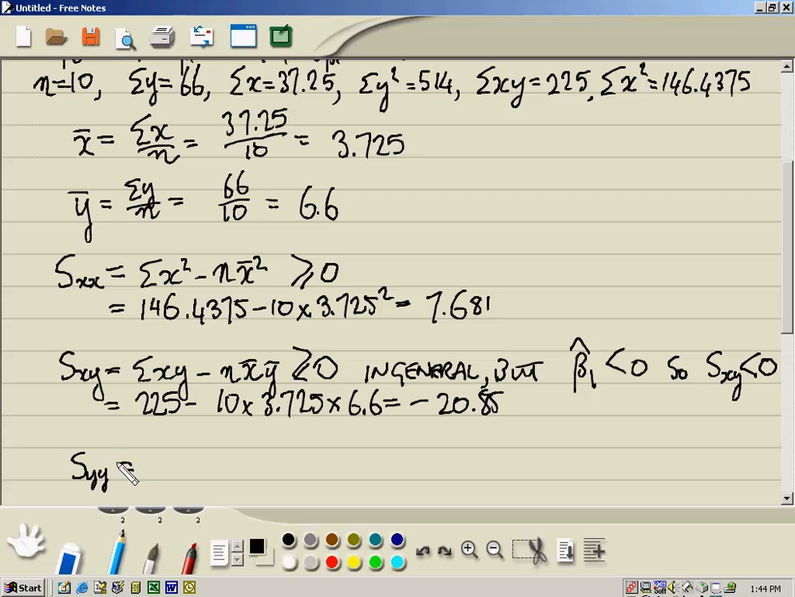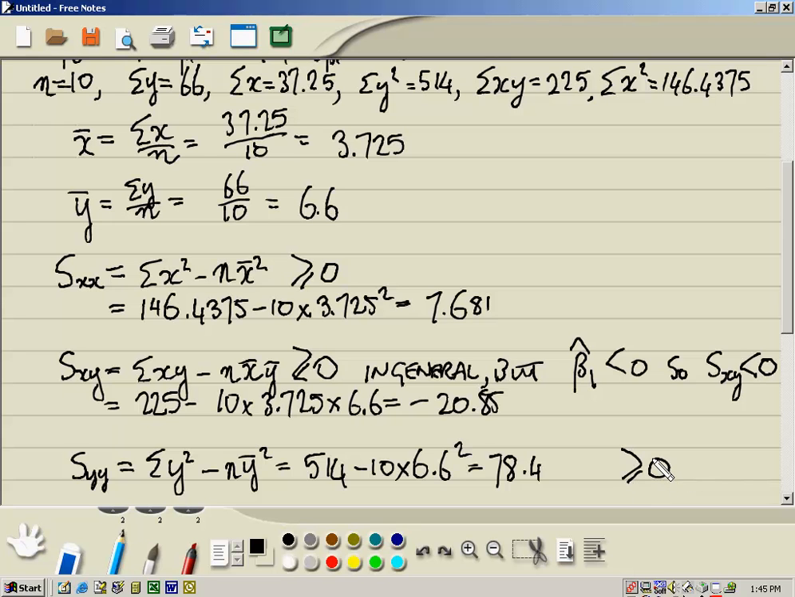Now we can do the sum of squares of y, Syy, which is sigma y squared minus n times y bar squared. Sigma y squared is 514 minus the n of 10 times y bar 6.6 squared, and the result from that is 78.4. Notice in general that the sum of squares of y must also be positive. So now we have all our sums of squares.